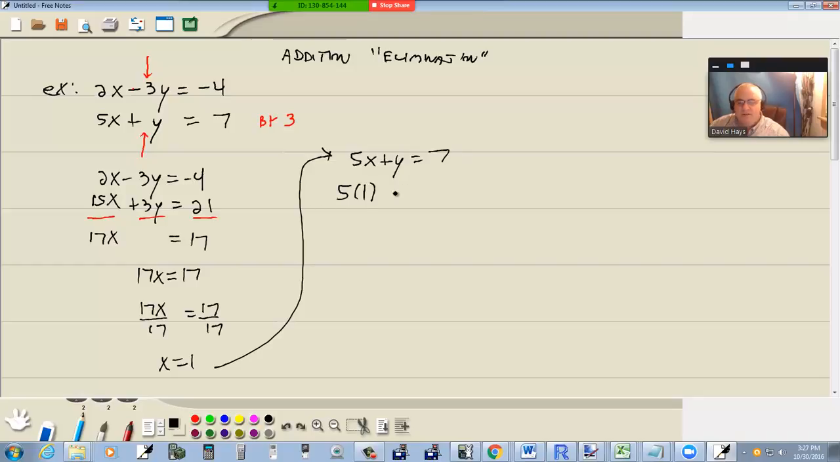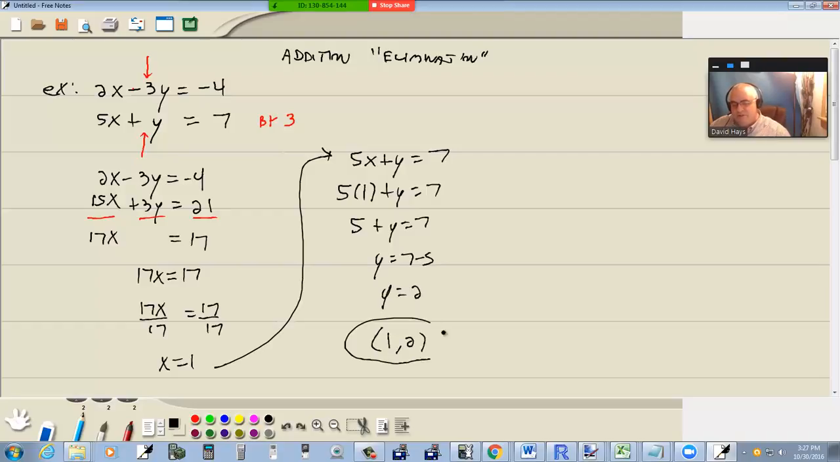So x is 1, plus y is equal to 7. So we got 5 plus y is equal to 7. Take the 5 over, and we get y is equal to 2 again. So our answer will be (1, 2).